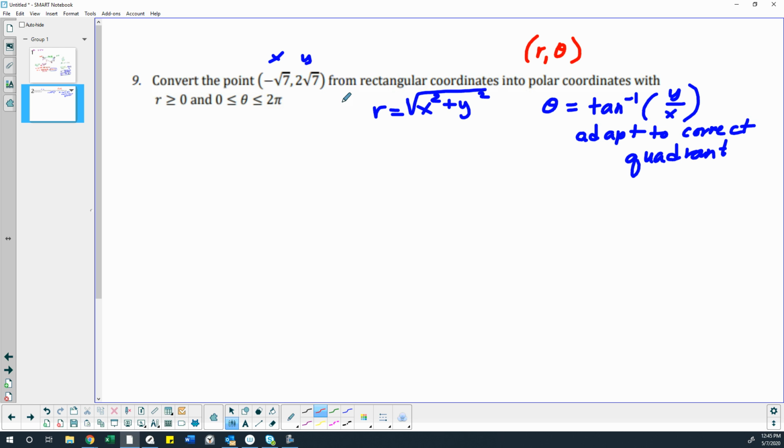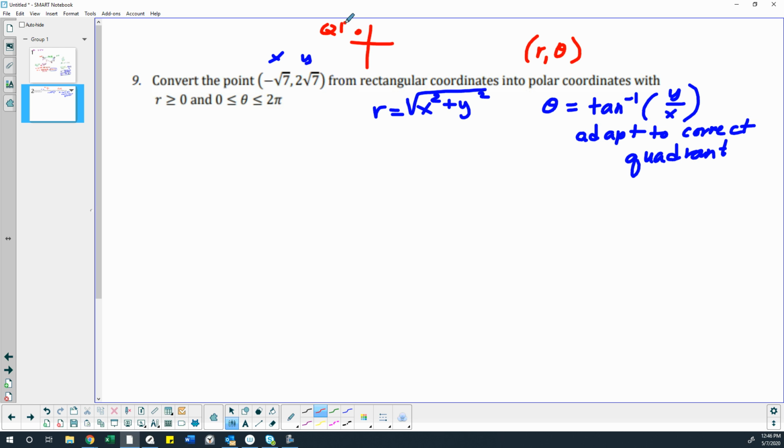The formulas to do that are Pythagorean theorem for r, so r equals the square root of x squared plus y squared, and then to find theta we use inverse tangent of y over x, but then we need to make sure we're doing the right quadrant. So the first thing I always like to do to check the quadrant is to graph the point. I don't need to be accurate, I just need to pay attention to the signs. So this is a negative, that goes left, and this is positive, that goes up. That means our point is in quadrant 2.